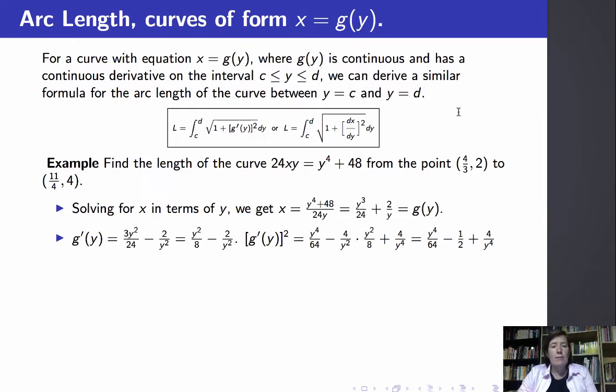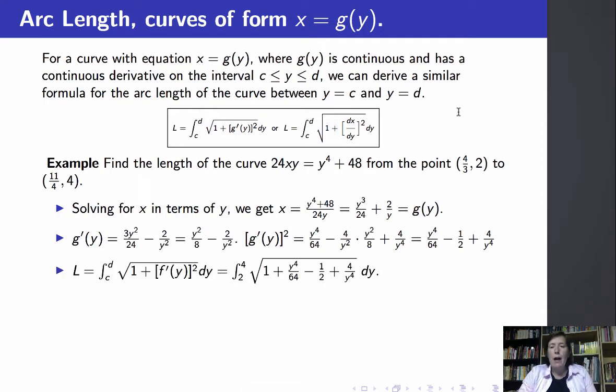And g prime of y is easy to calculate, we just have to use the power rule, so it's y squared over 8 minus 2 over y squared, and its square is y to the 4 over 64 minus 2 times the product of y squared over 8 and 2 over y squared, plus 2 over y squared squared, which is 4 over y to the 4. And notice that middle term again is negative 1/2, so we can apply Pilkington's law again here.